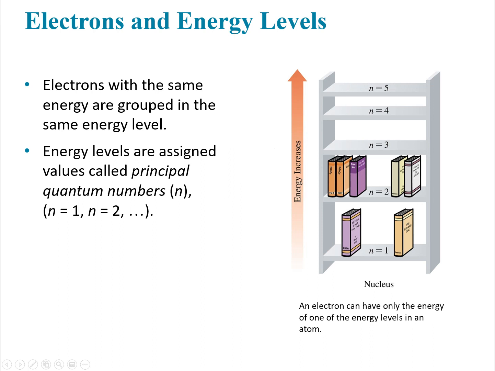This is another depiction of the energy levels, and it just groups together the fact that all the electrons in the same energy level are going to be grouped together. So you can have multiple electrons in an atom that are on the same energy level, and they share the same principal quantum number, the n.